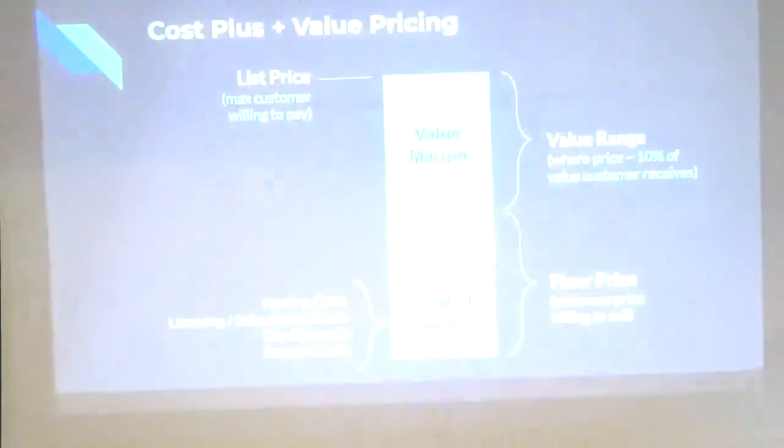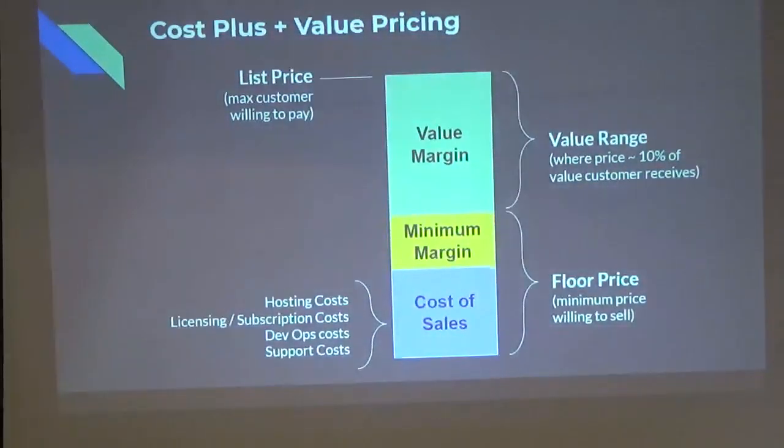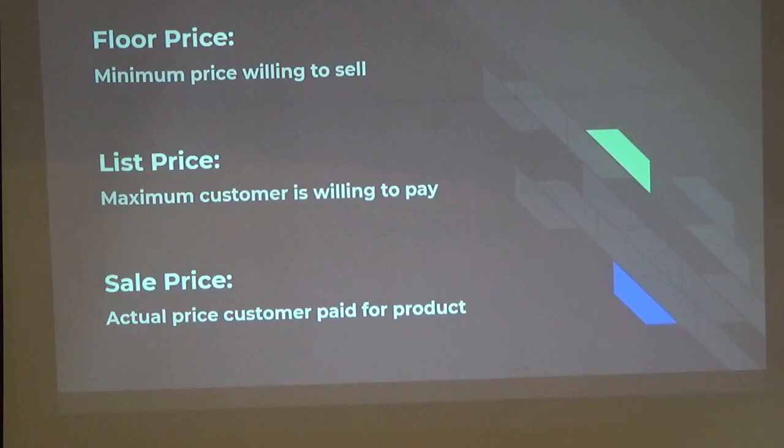It's what translates to that value your customers are getting, right? When I said you need to have a 5 to 10x multiple, your customers get 5 to 10 times. So wherever your product sells within that range is called the selling price, the actual price your customer paid, right? And so my quick definitions: the minimum price, the floor price, the minimum you're willing to sell; the list price, the maximum someone's willing to pay; and then the sale price, the price your customer actually paid.